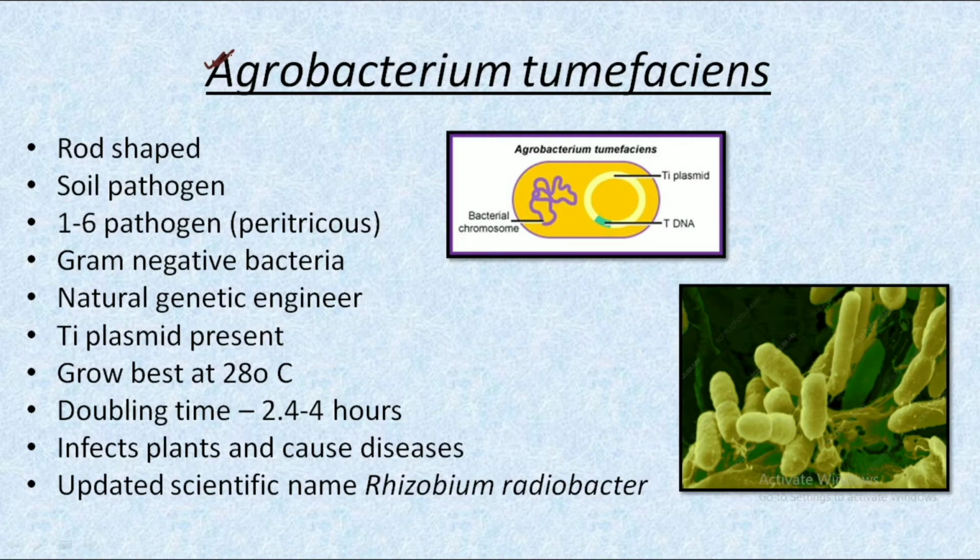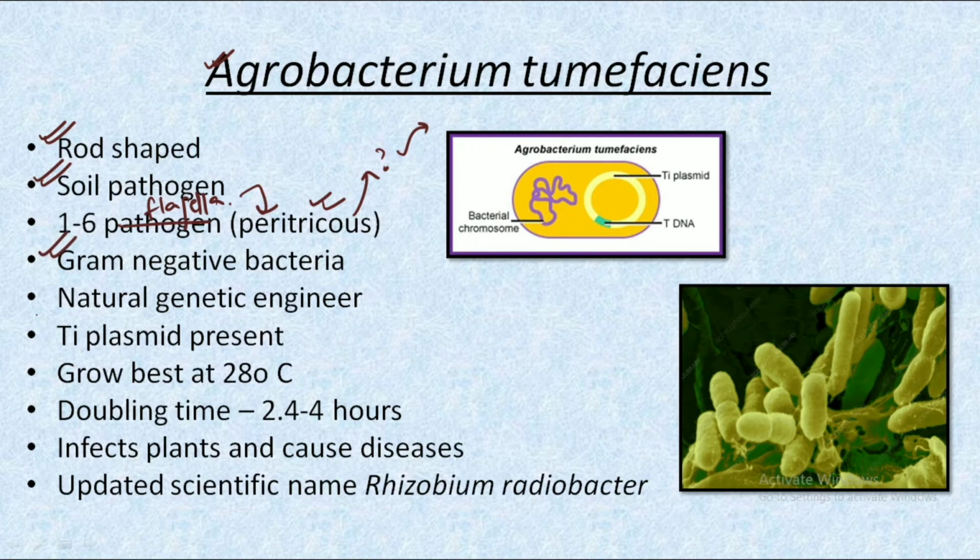Talking about Agrobacterium tumefaciens, it is a rod-shaped bacterium which is a soil pathogen, and there are approximately 1 to 6 flagella present on its body. That means it is peritrichous in nature. And what is peritrichous? We have already discussed it in the microbial physiology lecture. If you have not yet watched that lecture, I will put the link in the description box. It is a type of gram-negative bacteria.